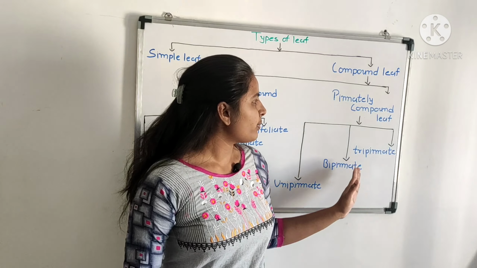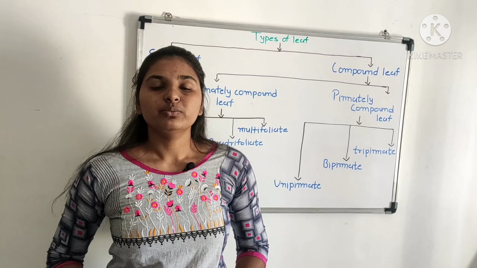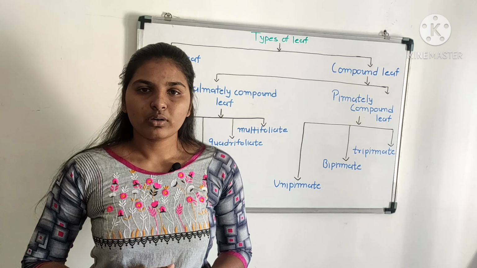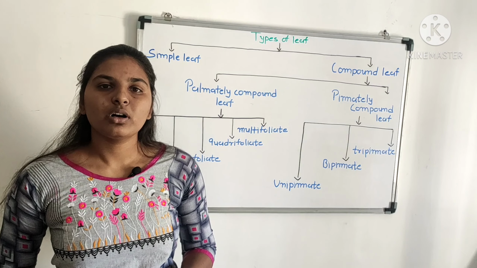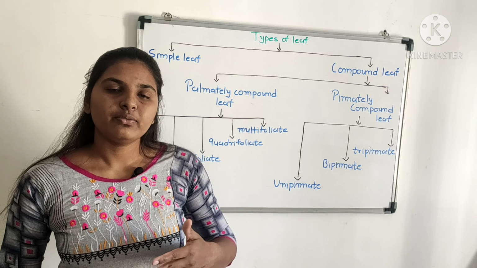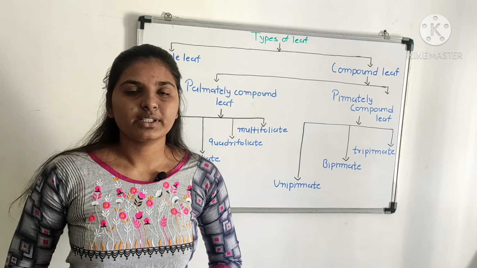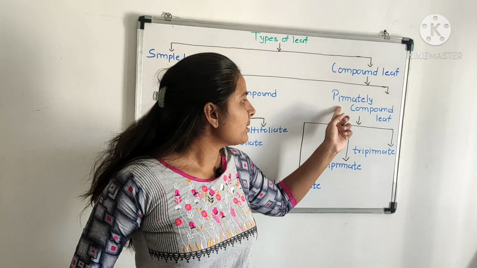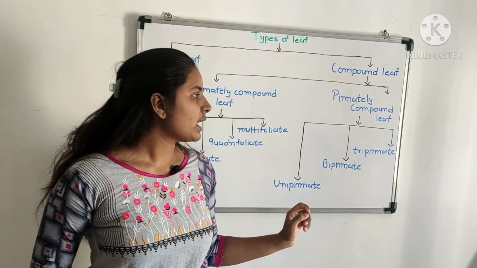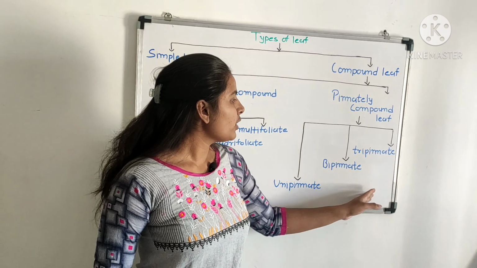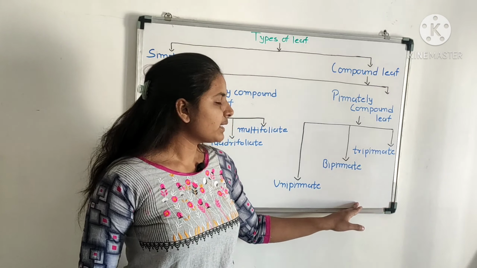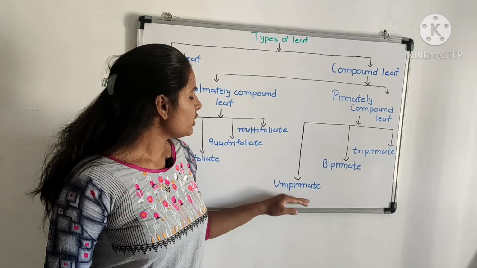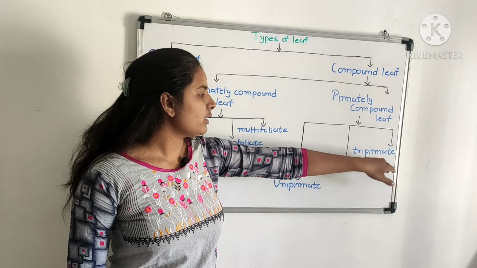Now we talk about pinnately compound leaf. In a pinnately compound leaf we have many leaflets, and these leaflets arise from midribs, and the midribs have other midribs, and on those midribs other leaflets arise. It looks like a feather-like leaf. That type of leaf we know as a pinnately compound leaf. In pinnately compound leaf we have 3 types, based on leaflet arrangement: first is unipinnate, second is bipinnate and third is tripinnate.